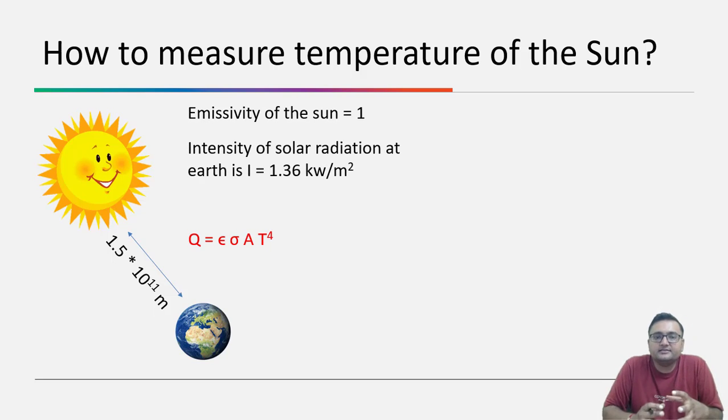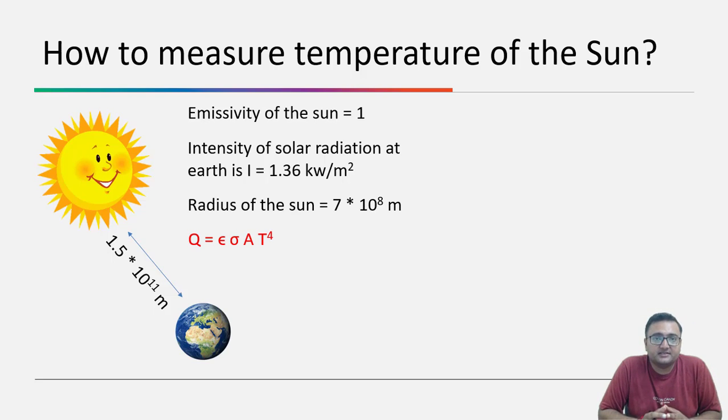Again, the intensity of solar radiation at earth, assuming, is I equals 1.36 kilowatt per meter square. So earth is at a certain distance from the sun. Whatever body is at a distance of 1.5 into 10 raised to 11 meter, the sun is radiating the same amount of energy on that entity as it is emitting on earth. So we are assuming 1.36 kilowatt per meter square.